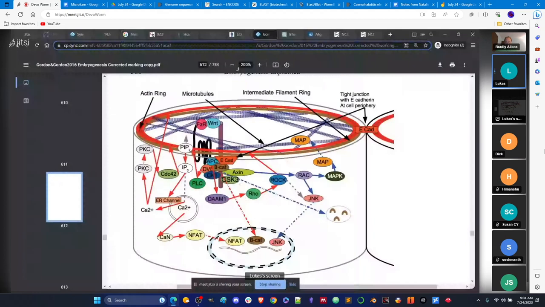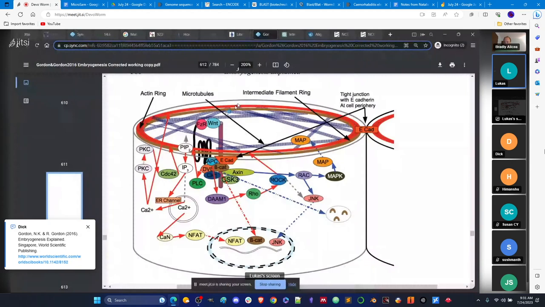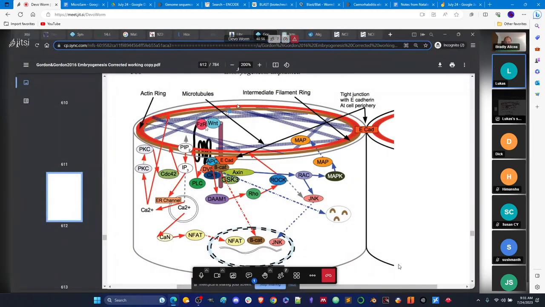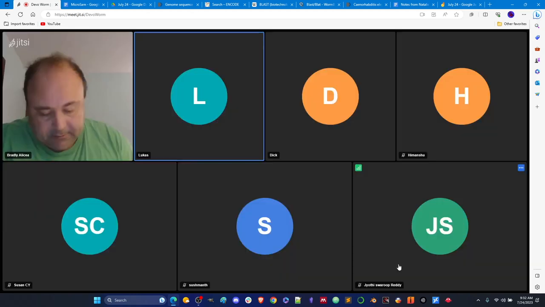8.13 from Abiogenesis Explained by Natalie K. Gordon and Richard Gordon. These are a bunch of proteins like FZR, WNT, MAP, microtubule associated protein, and apparently, based on what Mr. Gordon said, they seem to be involved in the differentiation in C. elegans. So let me stop sharing.